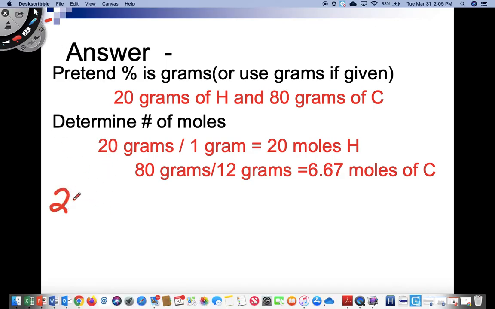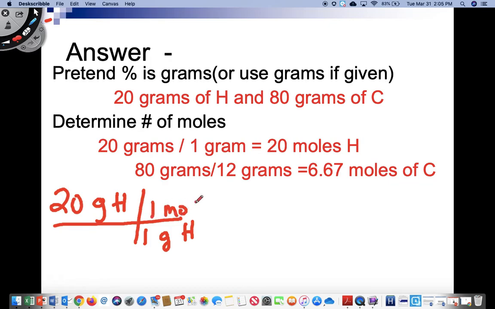If you started out with 20 grams of hydrogen and you are converting from grams to moles, you look in the periodic table, and 1 gram of hydrogen is equal to 1 mole of hydrogen. Grams cancel out, and you're left with 20 moles of hydrogen. And that's what you see here.